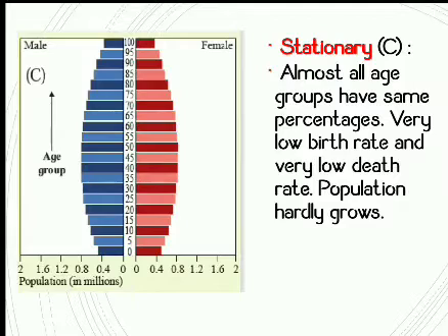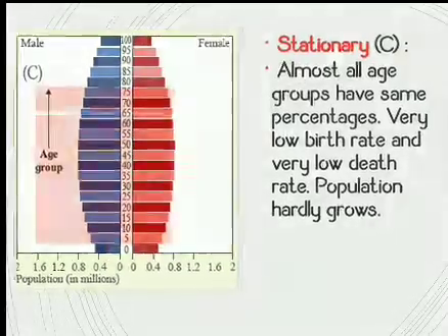Now we'll study the stationary type of pyramid. Almost all age groups have the same percentage, and very low birth rate and very low death rate is the characteristic of the stationary pyramid. Here the population hardly grows. In the stationary pyramid you can see the population is very stable, it doesn't change frequently. The birth rate is low, the death rate is also low, and a specific consistency is maintained.